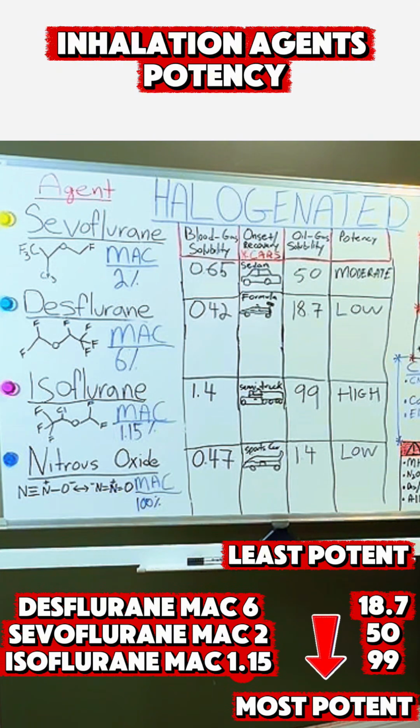Sevoflurane is moderately potent with an oil gas solubility of around 50, and it has a MAC of 2%. Desflurane has a lower oil gas solubility. It's around 18.7, as we can see right here. And it is less potent, has a low potency, and it has a higher MAC, which is around 6%.